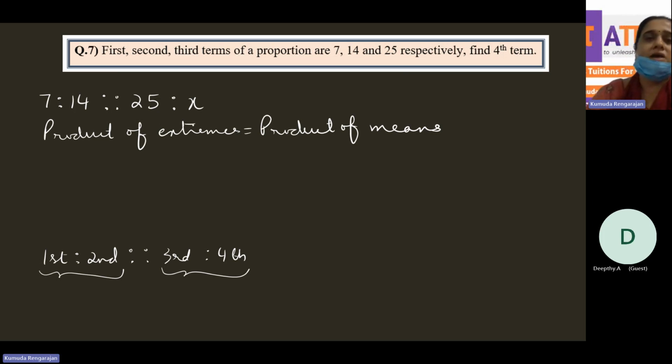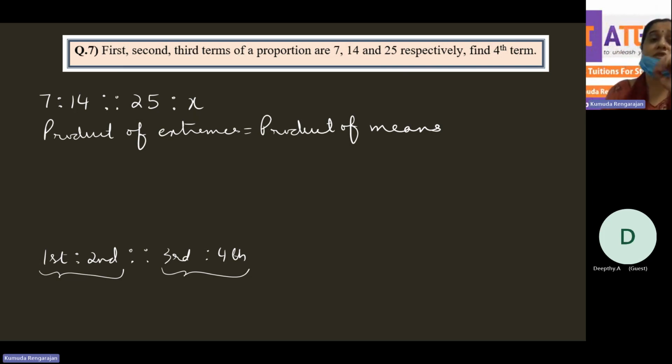X. Now, in a proportion, we say that the product of extremes is equal to the product of means. Extremes are those quantities in the borders. Means are the quantities in the middle. So the second and the third quantity, they are in the middle.